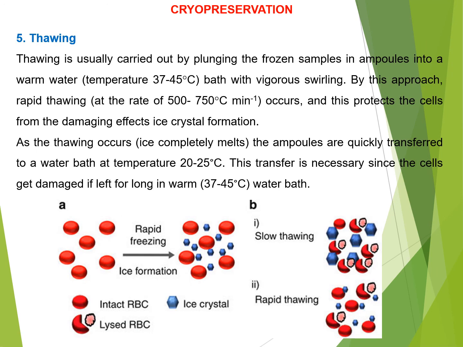Thawing. This is done to revive the frozen cells and tissues. It is carried out by immersing the frozen samples in ampules into warm water at 37 to 45 degrees centigrade with vigorous shaking. This rapid thawing protects the cell from the damaging effects of ice crystal formation. As the thawing occurs, the ice melts and the ampules are transferred into water baths at temperature 20 to 25 degrees centigrade.